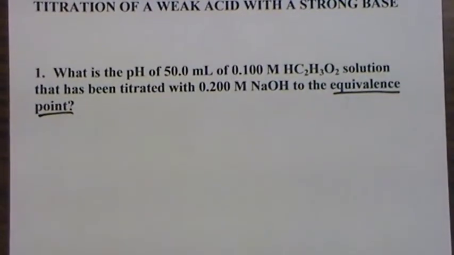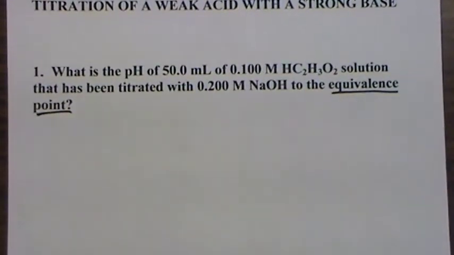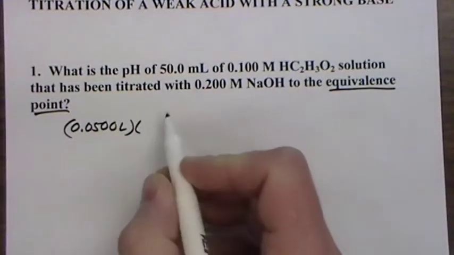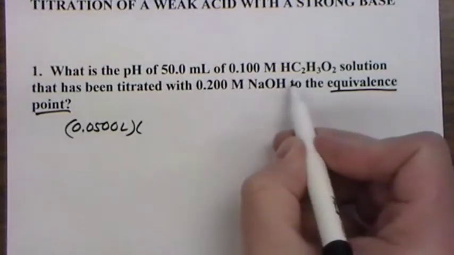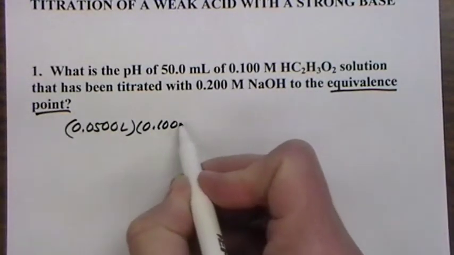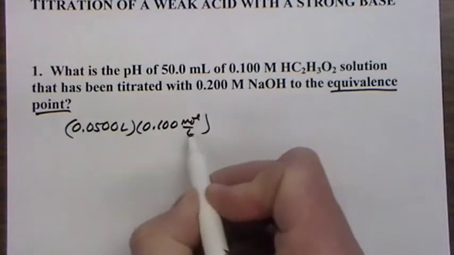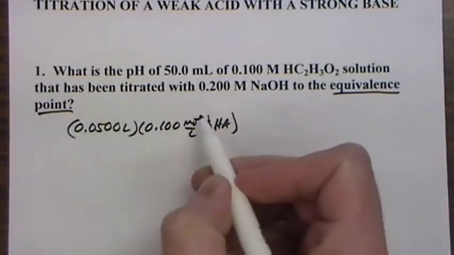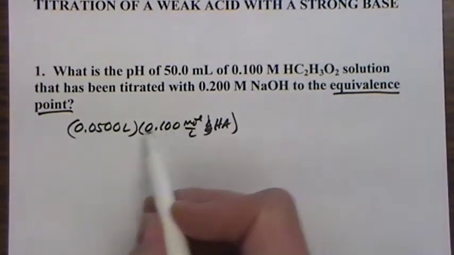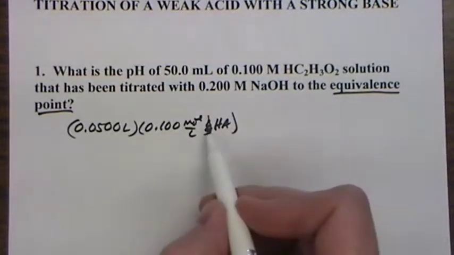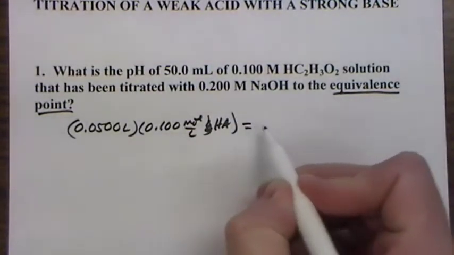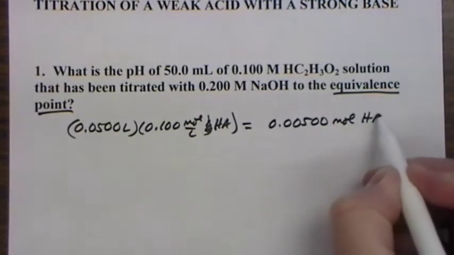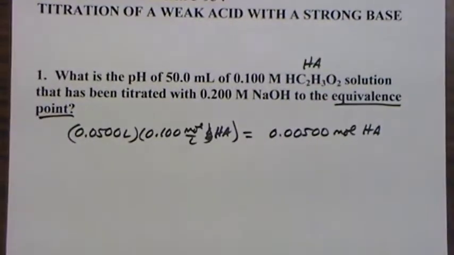Okay, so we're titrating, which means we're going to have to convert to moles. That's the first thing you want to do. We're going to first determine how many moles of acetic acid are present in this sample. I'm just going to make this HA. 50 mL are sitting in the beaker, and then we're titrating, putting sodium hydroxide in. And so there is this many moles of HA, the acid.